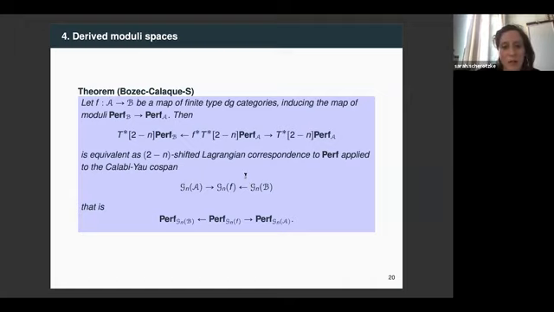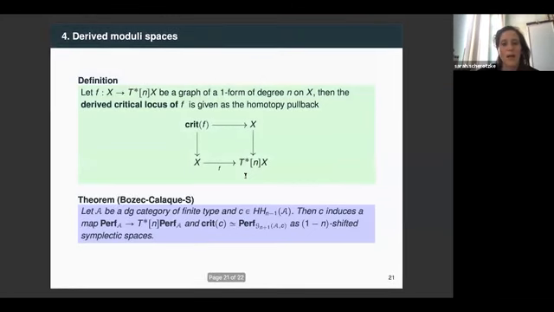This is a generalization of the first result. Maybe I'll skip the case of the n-Calabi-Yau. Well, I can just say we can do the same thing. We can make sense out of identifying perf of the deformed Calabi-Yau completion with what is called the critical locus, which is a pullback of the zero section to the cotangent space and the graph of a 1-form.